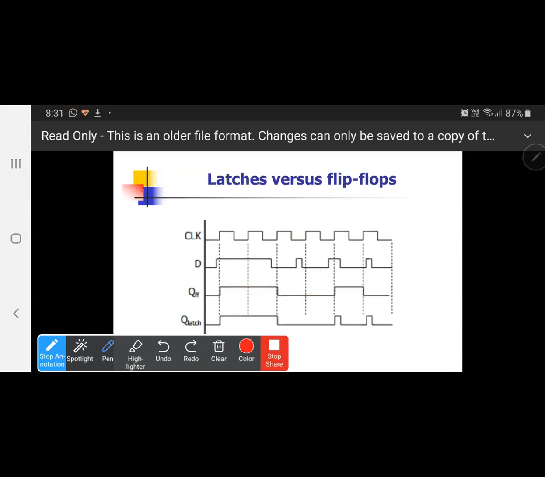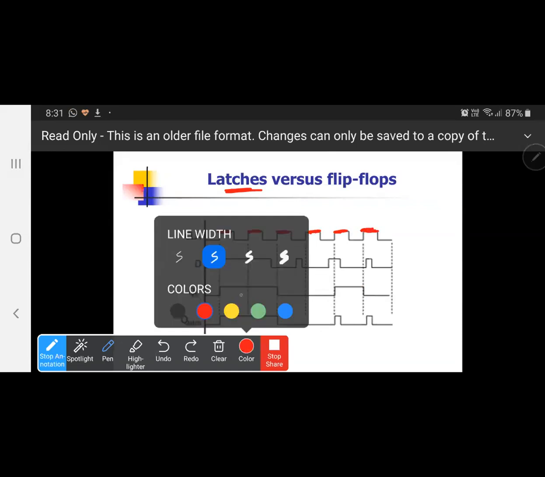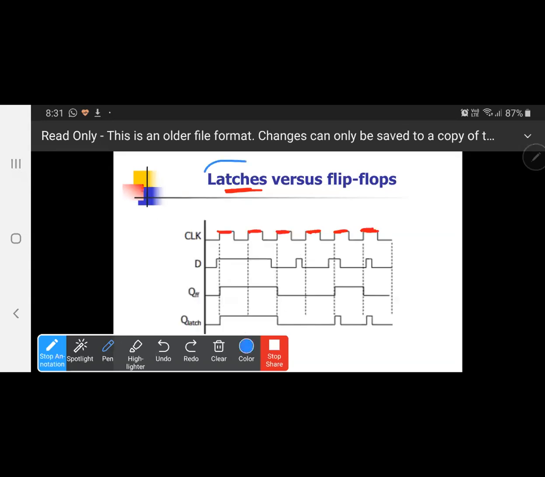Now we want to draw the waveform for the latch. So the latch will work here for positive level. That means we need to check the result for the complete time period. Understand? Not for an instant, for the complete positive cycle. Okay? Now we are going to draw the waveform for the latches.